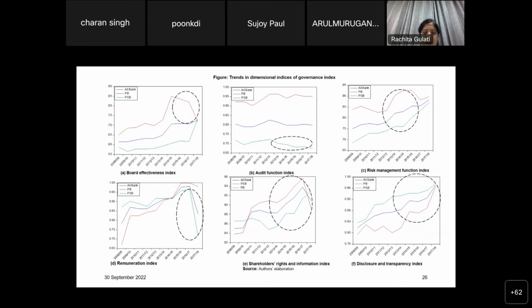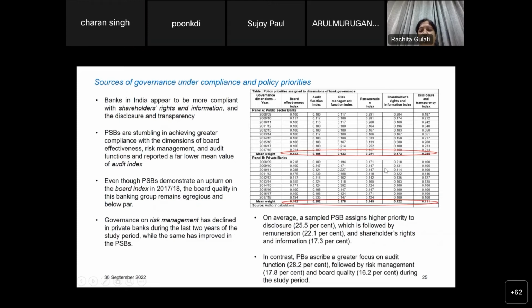On an average, a sample PSB has shown, looking into this table, the reported values of the model which we have used, and we obtained the values of the optimal policy priorities by the different banks on the different distinct dimensions of governance. Those are averaged and presented here, and the yearly trends are reported in terms of the priorities placed by the banks on the distinct dimensions.